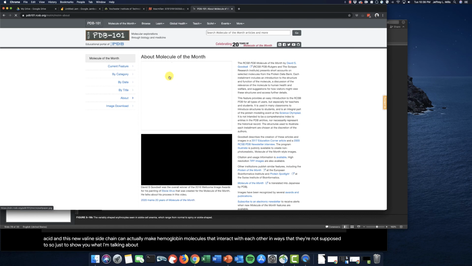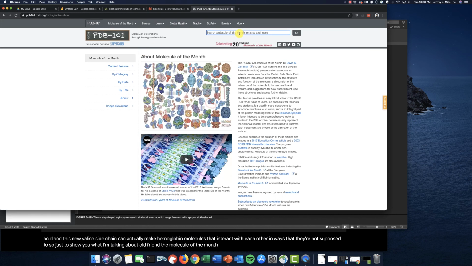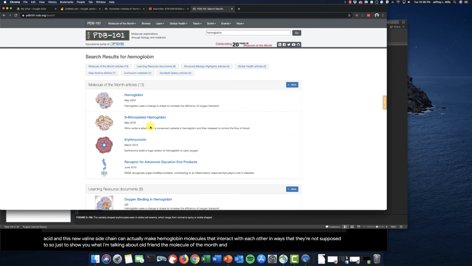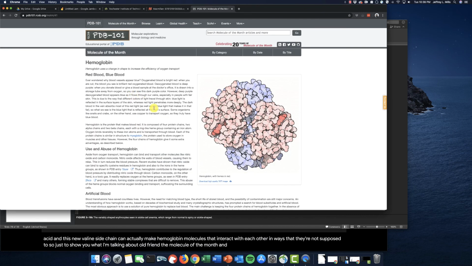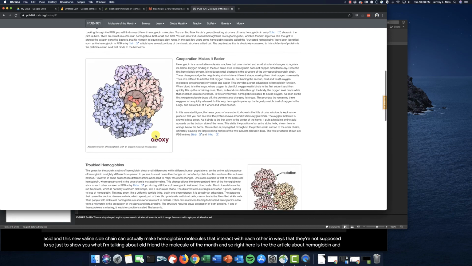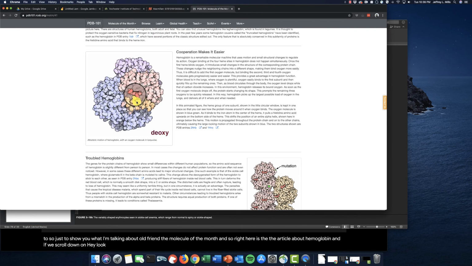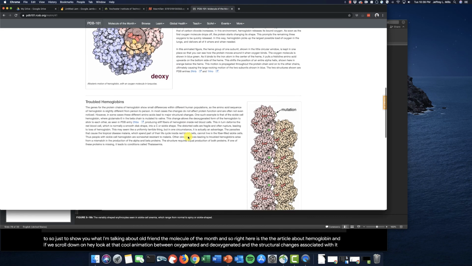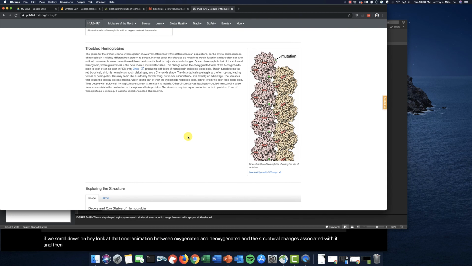our old friend, the molecule of the month, and hemoglobin. So right here's the article about hemoglobin, and if we scroll down, well, hey, look at that cool animation between oxygenated and deoxygenated and the structural changes associated with it. And then here is that mutation that we were just talking about.